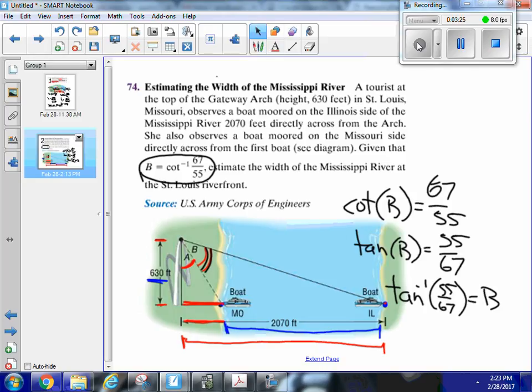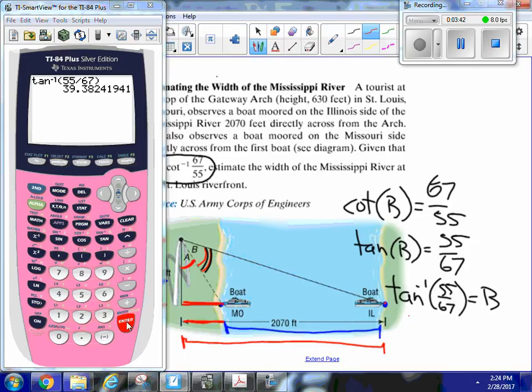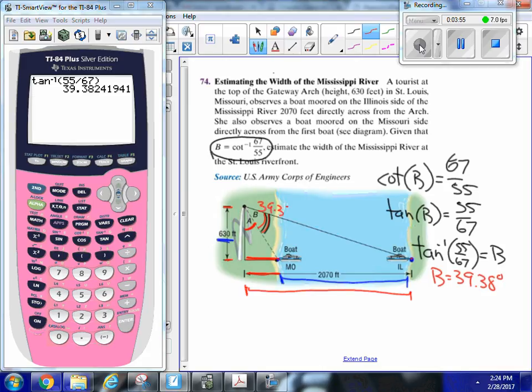Let's go ahead and try that. I'm going to go inverse tangent, 55 divided by 67, and I find out the angle B is a 39.38 degree angle. So B equals 39.38 degrees. Let's accept that as true and write that in here, 39.38 degrees. Okay, that's kind of helpful. How will that help me find angle A?